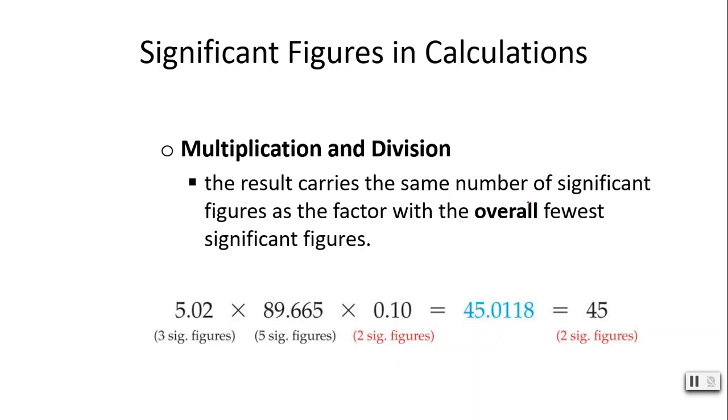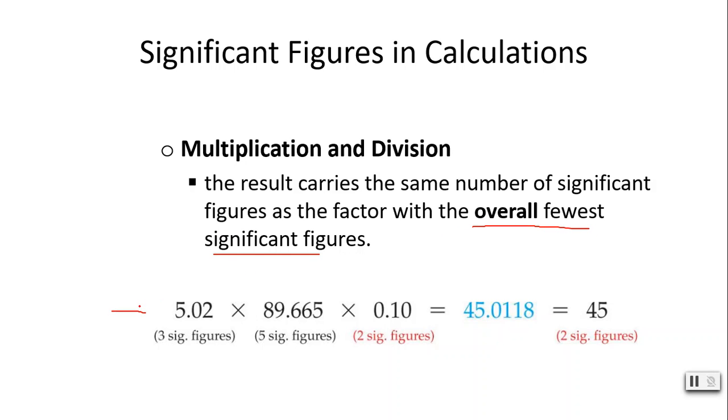I think multiplication and division is a heck of a lot easier, which is good because generally in chemistry you're going to be doing more multiplying and dividing than adding or subtracting. And the rule for multiplication and division is easier because for that rule, you don't care about the number of sig figs before or after the decimal place. You just care about the total number of sig figs. Because for multiplication and division, your answer, your result, has the same number of sig figs as the number with the overall fewest sig figs.